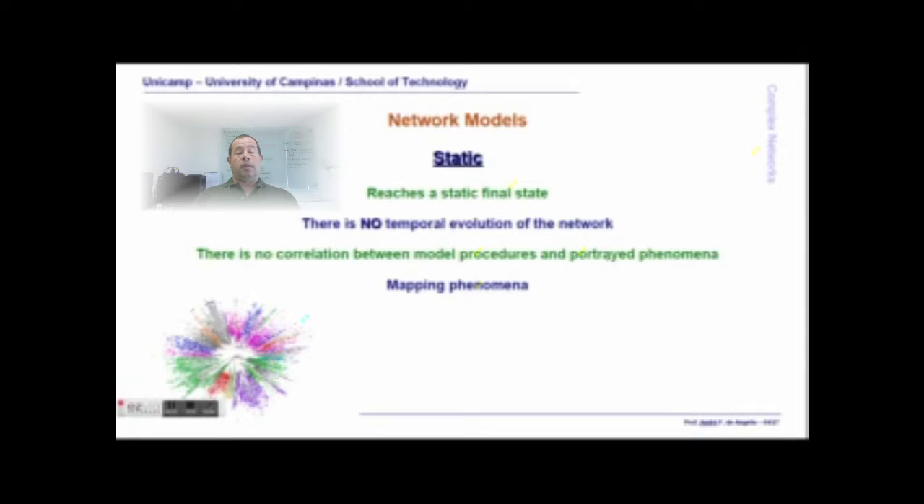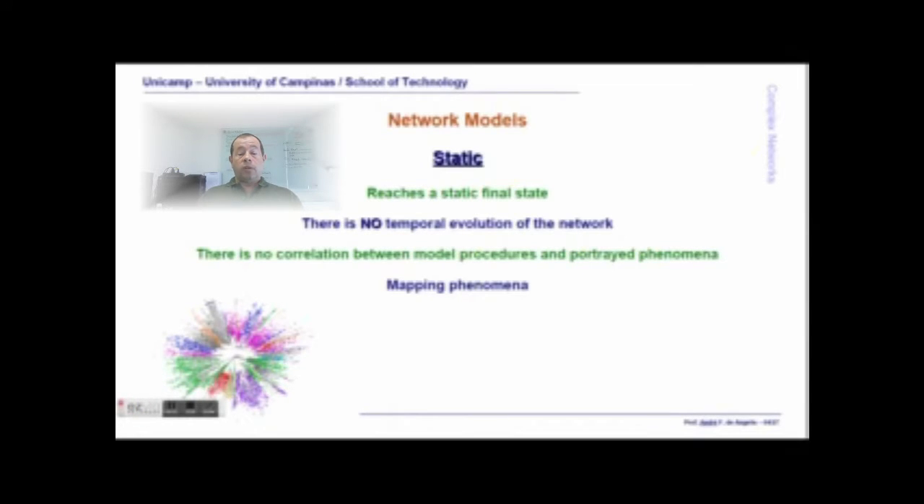The static ones are models that reach a static final state of the network. I will follow the recipe and I will prepare a final state network. The network, once done, is finished, is my final product, and I will not change this network anymore. Then there is no temporal evolution of the network. Once the network is finished, I stop changing it.